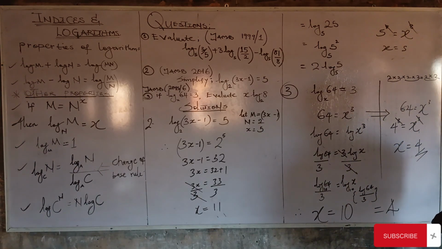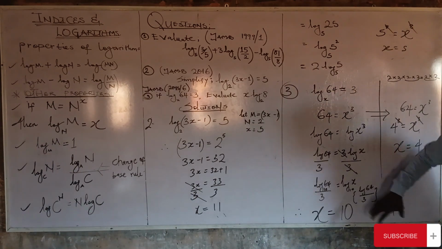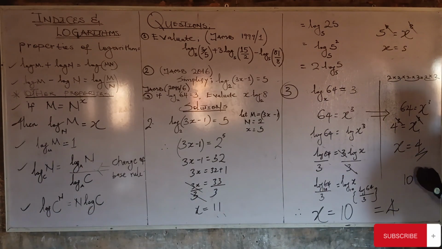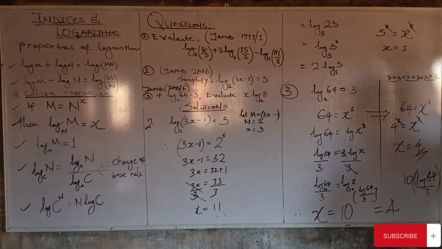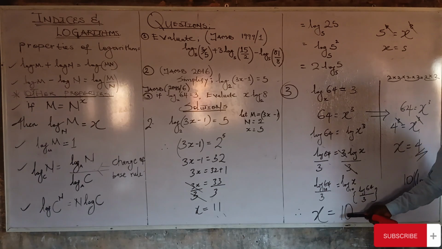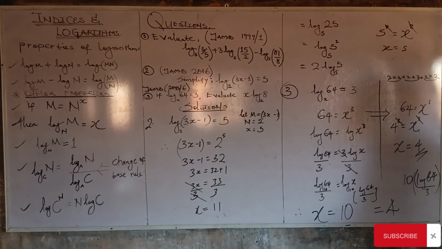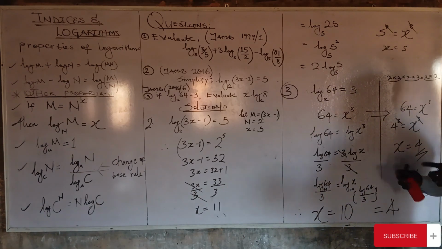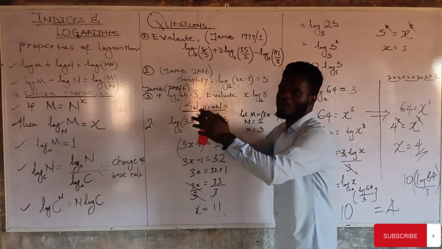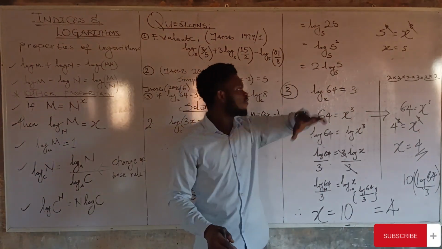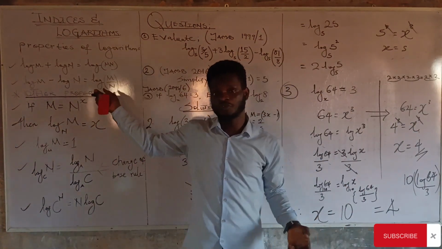If you punch this in your calculator, don't forget this is an exponent, because many students make the error of writing 10 times log 64 over 3. If you do this, you cannot get the answer as 4. You must put it as an exponent to the power of 10. You get the answer 4. This is just the simple arithmetic of indices, or logarithms, sorry.